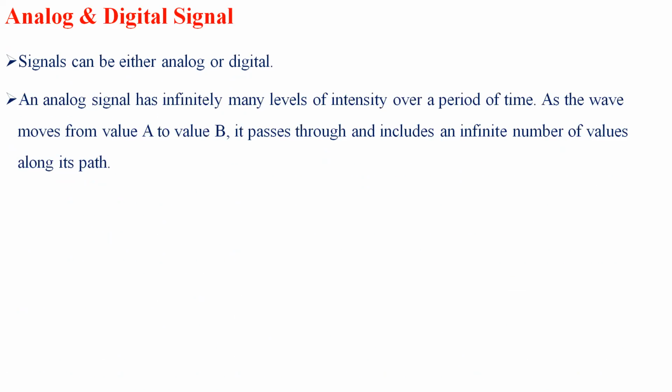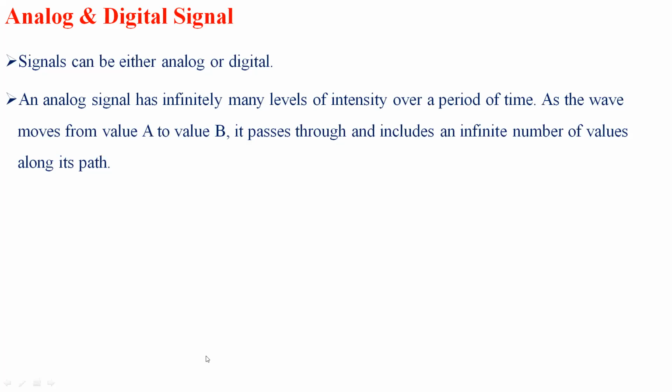Like the data that they represent, signals can either be analog or digital. Coming to analog signals, an analog signal has many levels of intensity over a particular period of time. So at a particular period, it will have n different levels. As the wave moves from value A to value B, it passes through and includes an infinite number of values along its path.